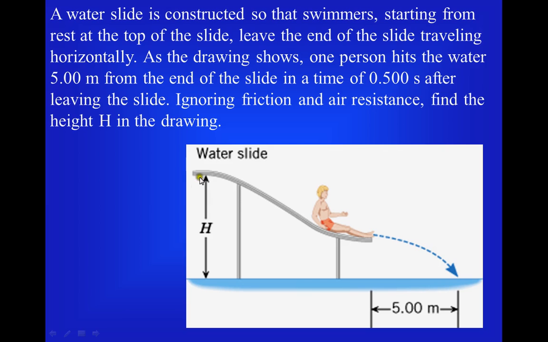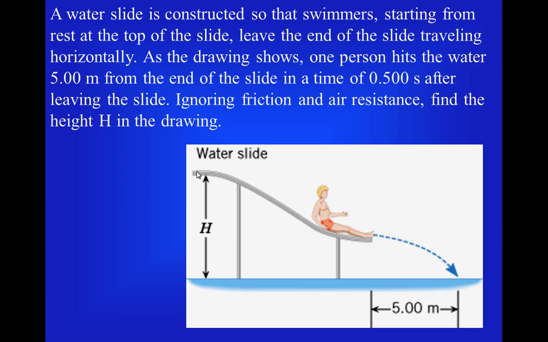Alright, well they're going to start at the top of the slide with gravitational potential energy, mgh, and they're going to leave the end of the slide with kinetic energy, 1/2 mv squared. If you notice, mass appears on both sides of the equation. So we have gh equals 1/2 v squared. We have one equation with one unknown. We just don't know the height. Height equals 1/2 v squared over g.